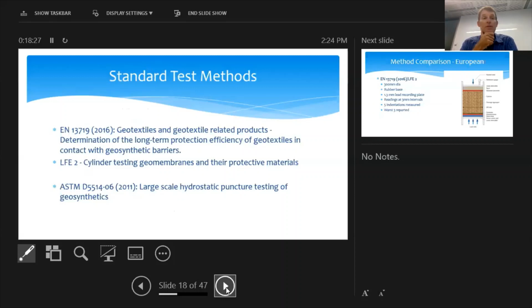These are the test methods that are available. EN 13719 is the protection standard for the European standard, and then the British standard, which is the Environment Agency standard, is almost identical to that test method. Those are the two European standards, and then ASTM D5514, which is the American standard for liner protection testing. And we'll go into detail about these standards.